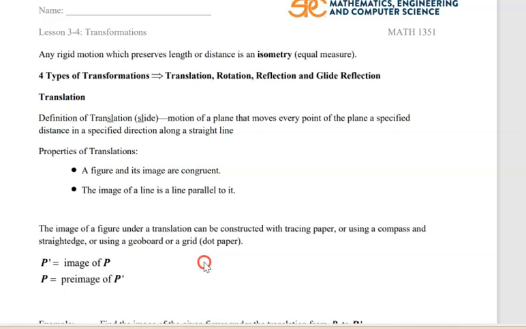Properties of translation: the figure and its image are congruent. The figure is what you start with. The image is where the figure lands, the ending product, but they are congruent to each other. The image of the line is a line parallel to it. So if we start with a line and we translate it, we slide it to a new position, wherever it lands, it's not changing the steepness or the slope of the line, so it will be parallel to the line that you started with. The image of the figure under the translation can be constructed with tracing paper, or using a compass and a straight edge, or using a geoboard or grid, which is dot paper.